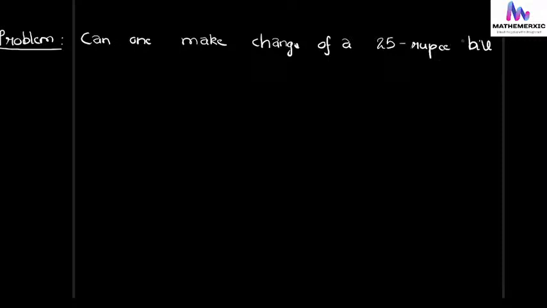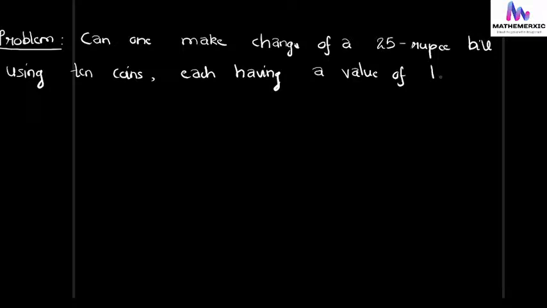Can one make change of a 25 rupee bill using 10 coins, each having a value of 1, 3 or 5 rupees?